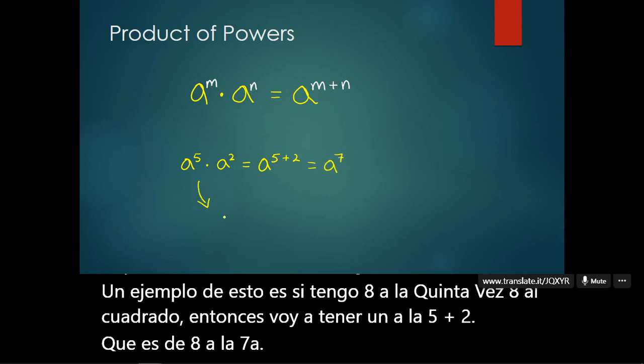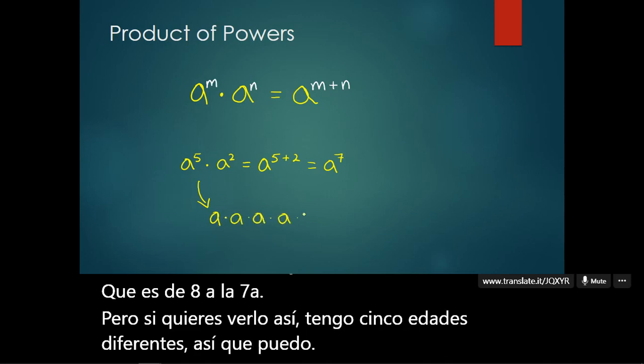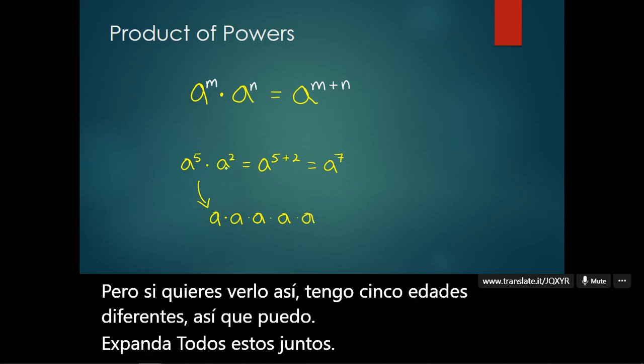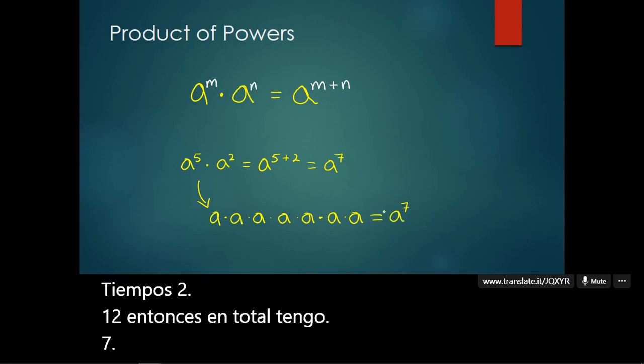But if you want to see it this way, I have 5 different a's, so I can expand all of these together. That makes 5, times 2, 1, 2. Then in total, I have 7 a's.